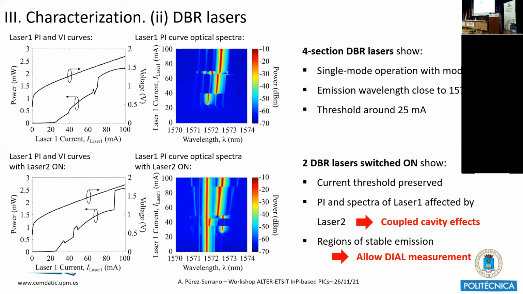laser 1. So the current threshold is preserved, but the PI spectra of laser 1 is affected by laser 2, so we have coupled cavity effects. However, we have regions of stable emission, for example, in this one or this one, that may allow the diode measurement.